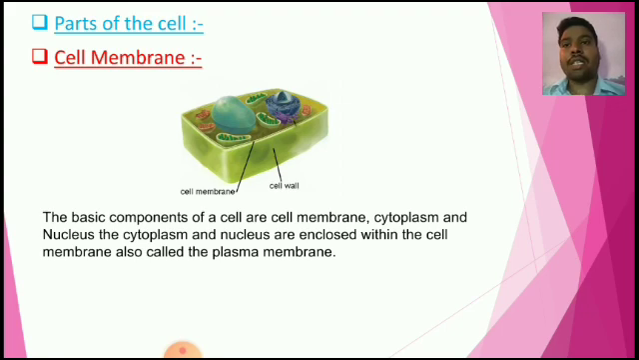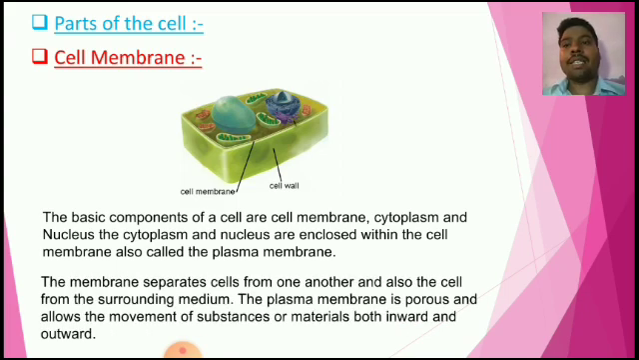So we denote this cell membrane in the plant cell. See this picture, in which we denote the cell membrane. The membrane separates the cells from one another and also from the surrounding medium. The main importance of this cell membrane is that it separates the cells from one another and also from the surrounding medium.